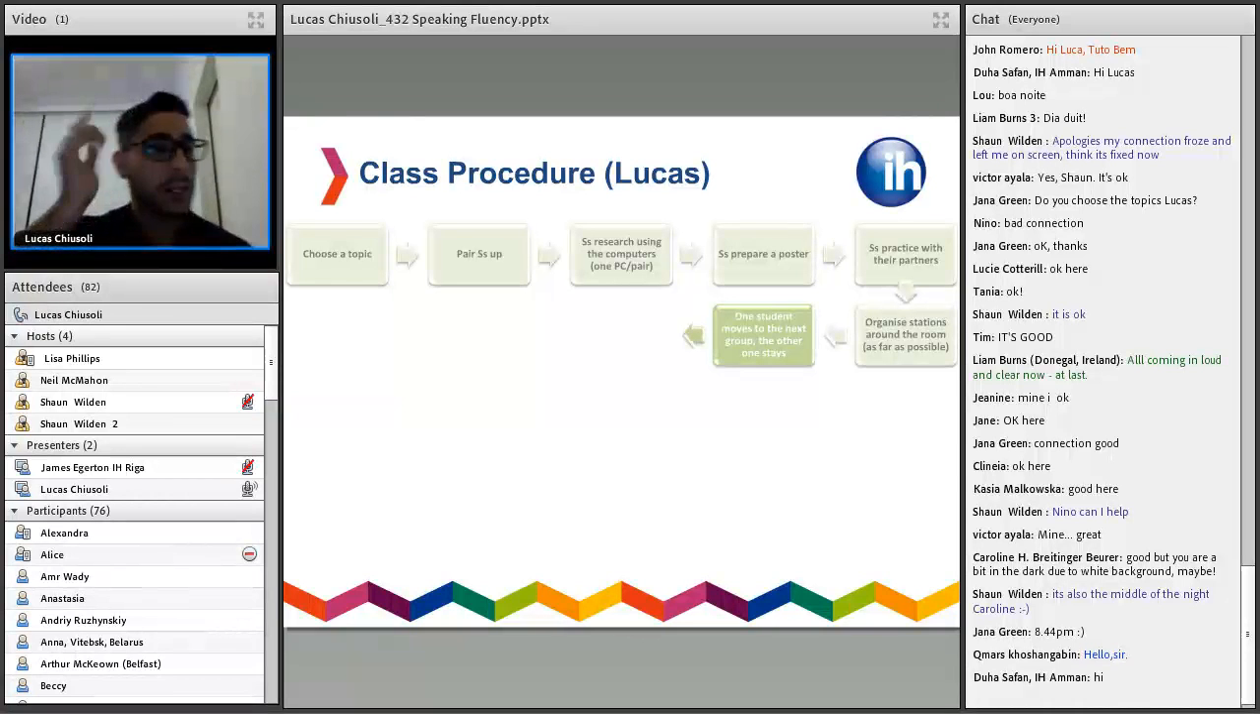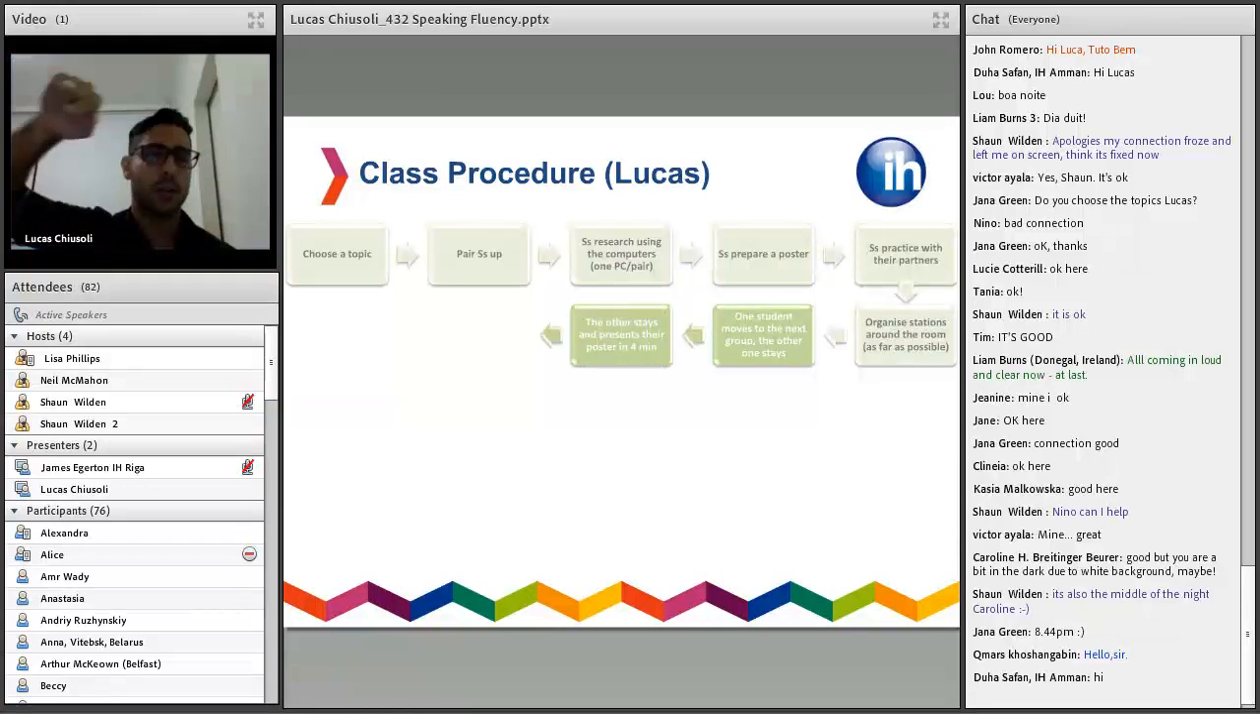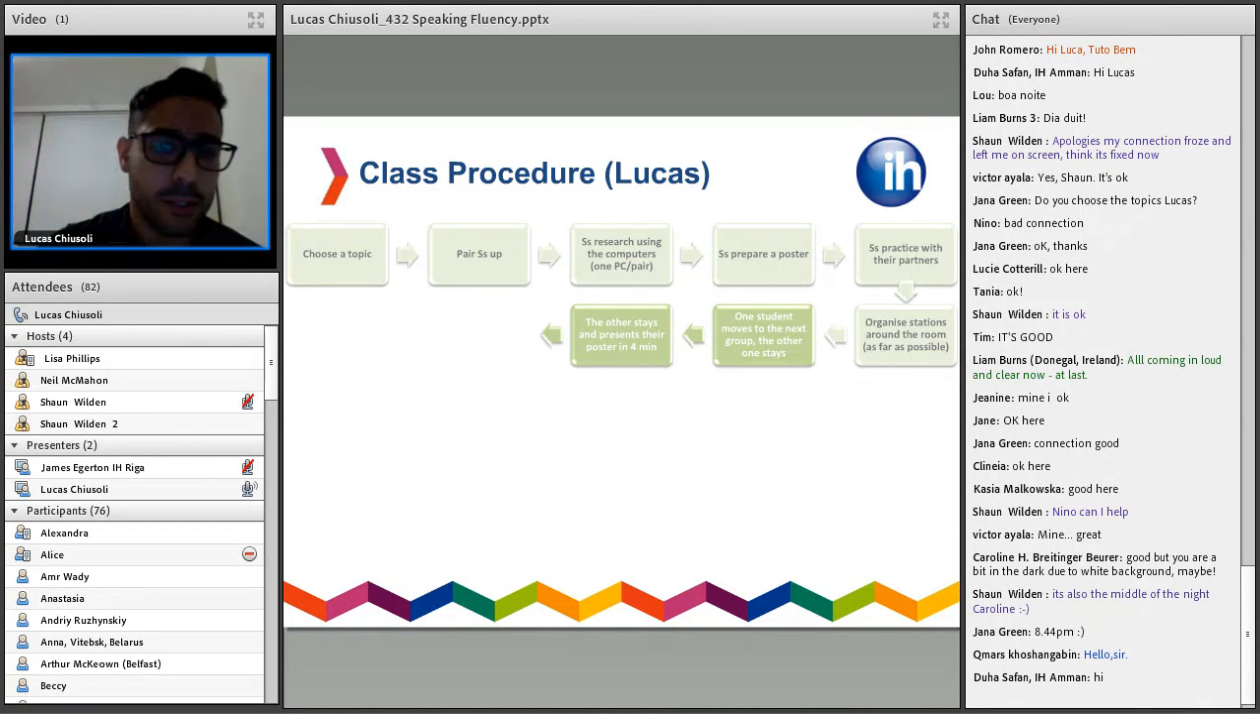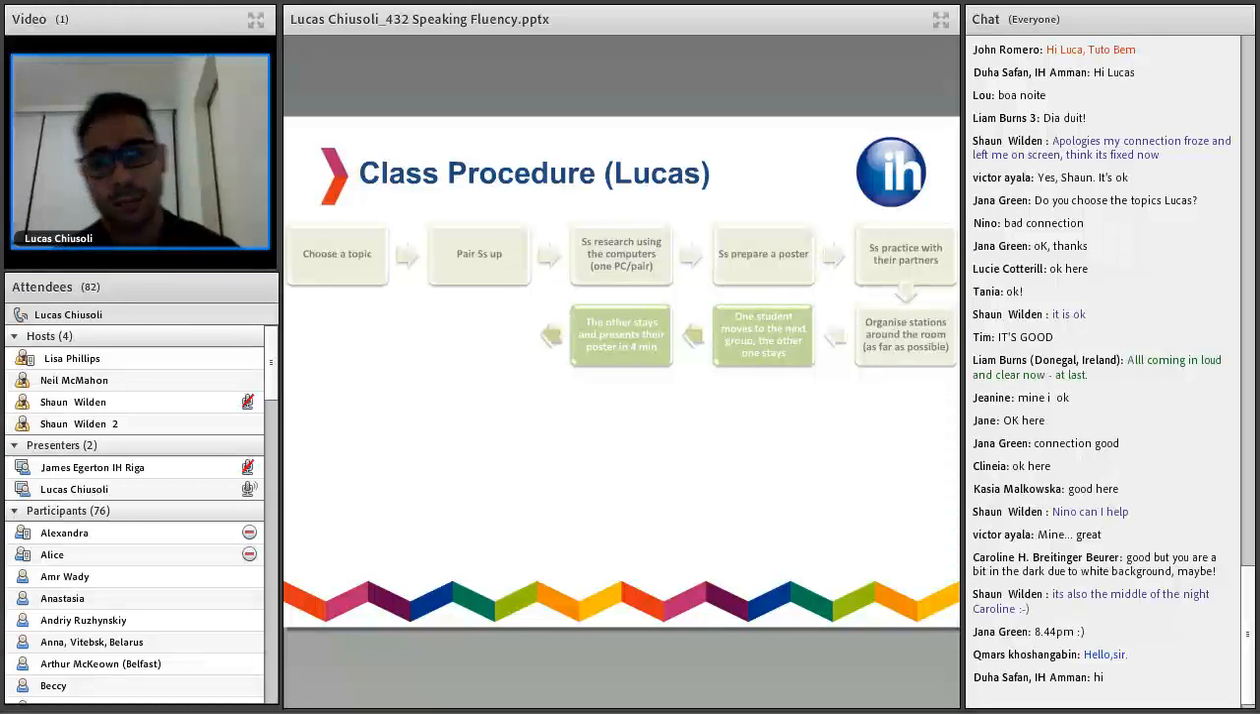So then you get one student staying with the poster, and the other student is moving around the different stations. Every time the student moves around, they take notes, they listen, but they do not interact or ask questions. Okay, so it's very important that they take notes because that's going to be used later on at a different stage.